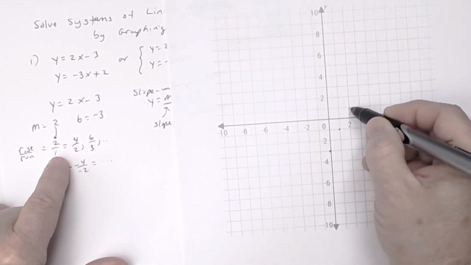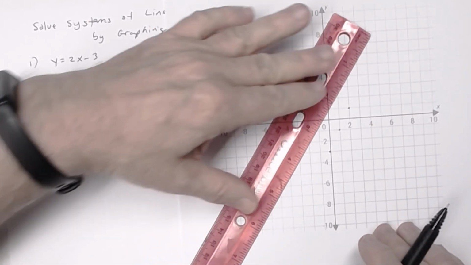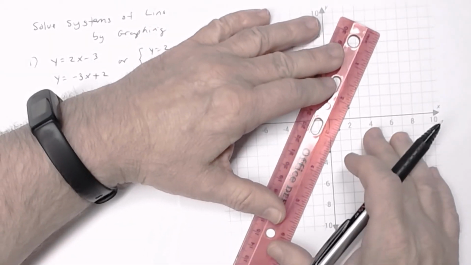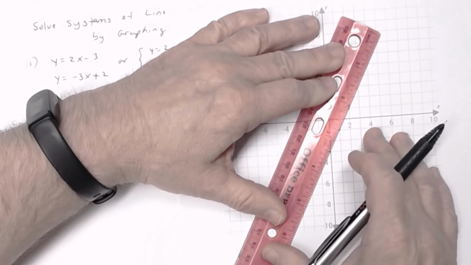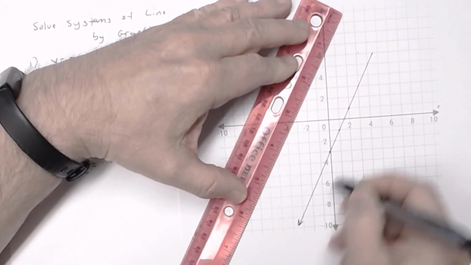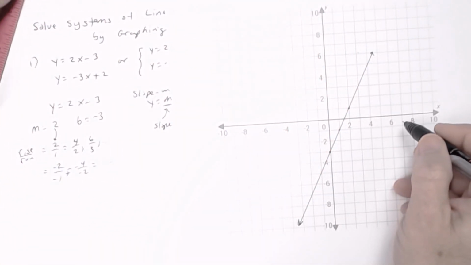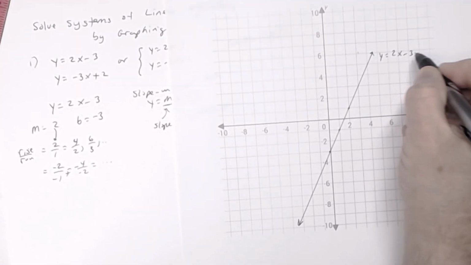So up 2, to the right 1. And then use your ruler to better approximate where that line is supposed to be. So when I do that, I get this. So that's the line right here. That's the line y equals 2x minus 3.